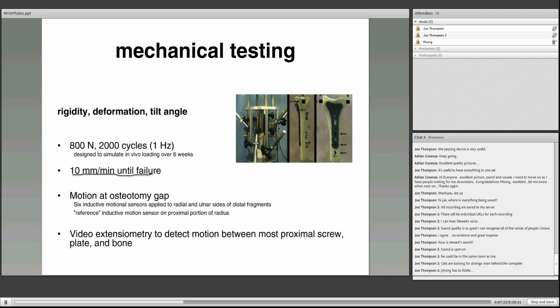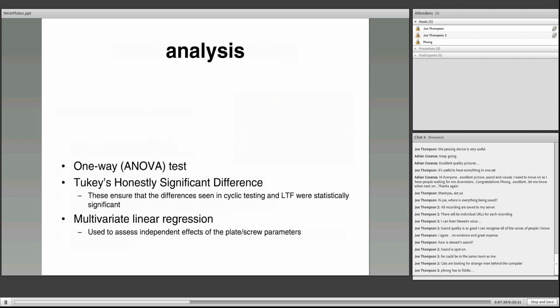Obviously, by the time that someone has achieved or is getting close to their full grip strength back, they're at a point in their rehabilitation time-wise that means the bone is further on healed and providing fixation. Finally, the plates were then tested till failure. So 10 millimetres per minute were applied until the construct failed.